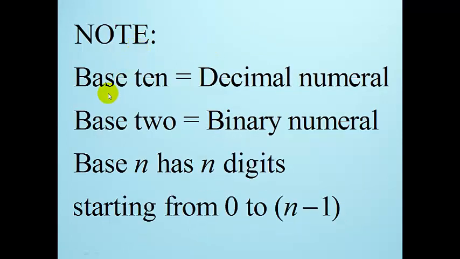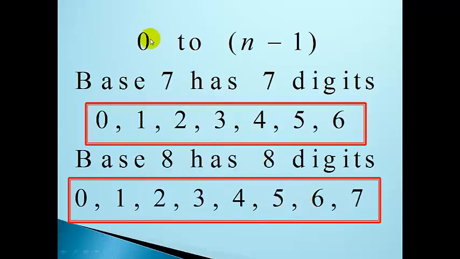Now note, base 10 is also known as the decimal numeral. Base 2 is known as the binary numeral. Base n has n digits, starting from 0 to n minus 1.